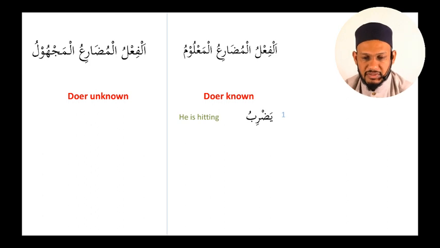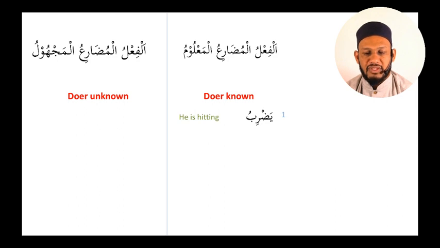Let's go to the headings first. The first heading on the right hand side says Al-fi'lu al-mudari'u al-ma'lumu. Al-fi'lu means what? Means the verb. Good. And al-mudari' means what? Present tense. So al-fi'lu al-mudari' means present tense. What does al-ma'lum mean? From ilm. Ma'lum means what? When the doer is known.